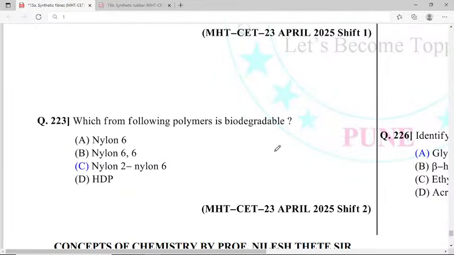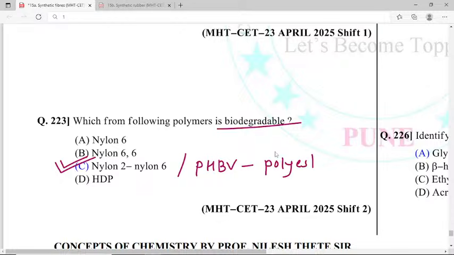Which from following polymer is biodegradable? Biodegradable are only nylon 2,6 and another example, PHBV. Only two examples. But PHBV is a polyester, and nylon 2,6 is a polyamide. The only difference is polyamide and polyester.